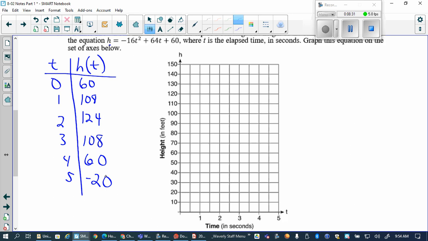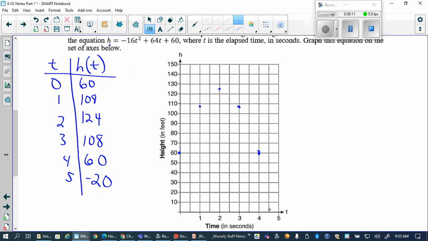Obviously, the ball's not going to go 20 feet underground, right? So remember, it's a real life problem. We're only working in the first quadrant, everything positive, right? So now just go plot your points. Some of them you have to estimate, right? So 0, 60, 1, 108, about there. 2 is 124. 3 is 108. And 4 is back down to 60. And then somewhere before you get to 5, it's going to be at 0 there.